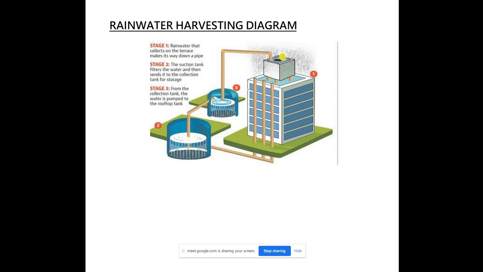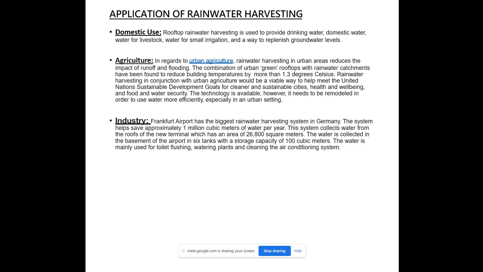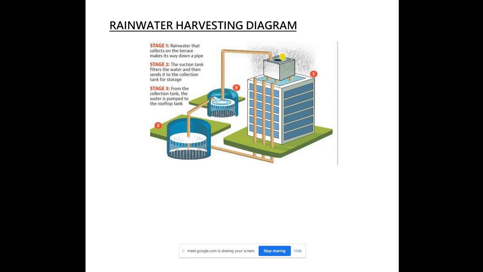Now coming to the next slide, it shows the various steps involved in rainwater harvesting. Step 1 is rainwater that collects on the terrace makes its way down to a pipe. The second is the suction tank filters the water and then sends it to the collection tank for storage. The third stage is from the collection tank the water is pumped to the rooftop tank. Now coming to the applications of rainwater harvesting, it can be used in domestic use, agriculture, and industries.